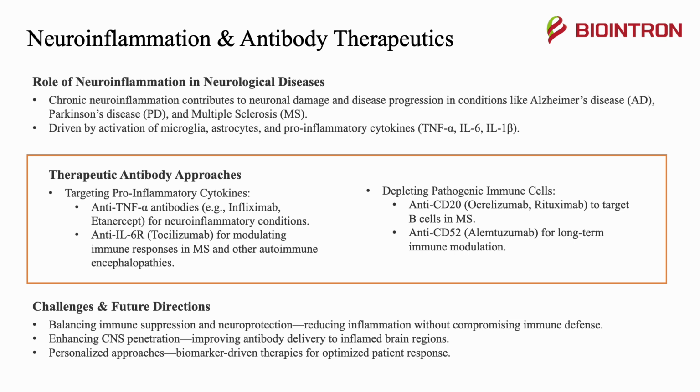Challenges and future directions include balancing immune suppression and neuroprotection, thus reducing inflammation without compromising immune defense, or enhancing CNS penetration by improving antibody delivery to inflamed brain regions, or with personalized approaches such as biomarker-driven therapies for optimized patient response.